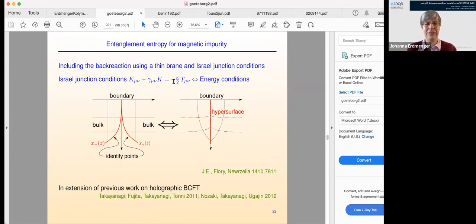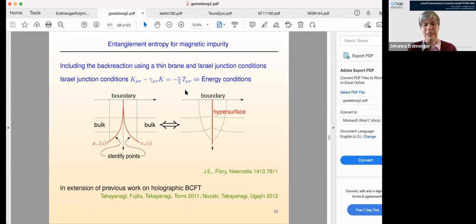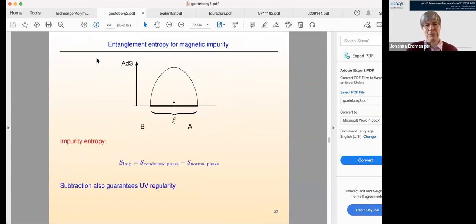Then we use these Israel junction conditions, where into this energy momentum tensor, these fields little a and phi and everything on the defect enters. That causes a positive tension of the brane, and that actually deforms the space. Thus the length of the geodesic will depend on this brane tension. The result is that the brane tension decreases when the condensate forms, and then the number of degrees of freedom decreases, and also this impurity entropy decreases.